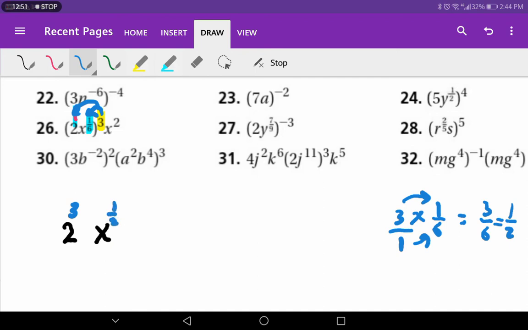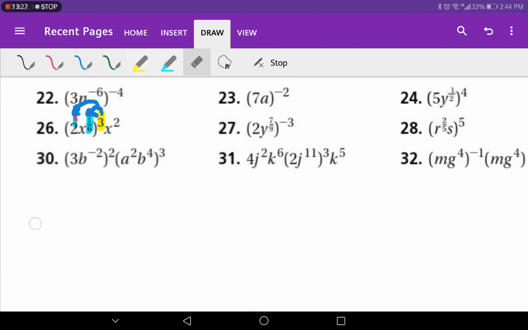And all of them multiplied by x with power 2. This power and this power, we can add them. Why? Because they have the same base. So half plus 2, it is 2 and a half, yes? Easy. So 2 to the power 3 multiplied by x with power 2 and a half. We write it like this. Okay, nice.